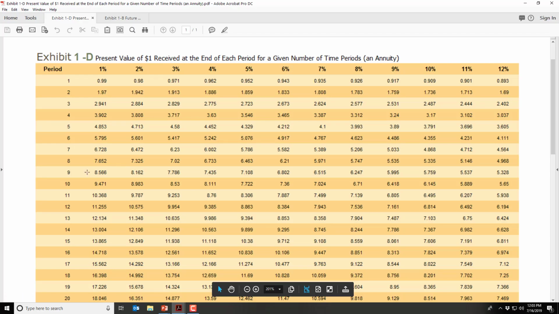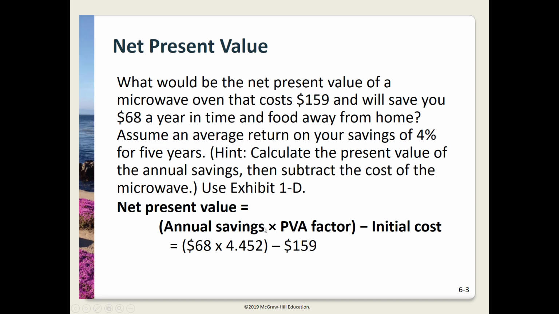So here's our Exhibit 1D. And on the period side, we're looking at 5 years. So I'll go down to the 5-year row. And we'll go to the 4% column because that's the assumed interest rate. So here's my 4%, and again, I'll go down until I get to the 5 years. So here's my PVA factor of 4.452. So now I've got that here, and plugging all this into my calculator, again, work with your parentheses first, and then subtract the 159. And we get $143.74 for the net present value.